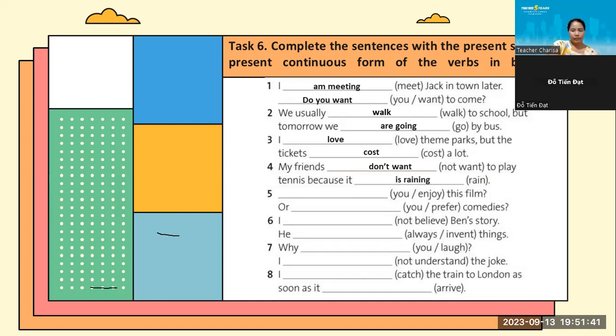Number 5. Do you enjoy the film? Are you enjoy the film? Do you enjoy? Are you enjoy?